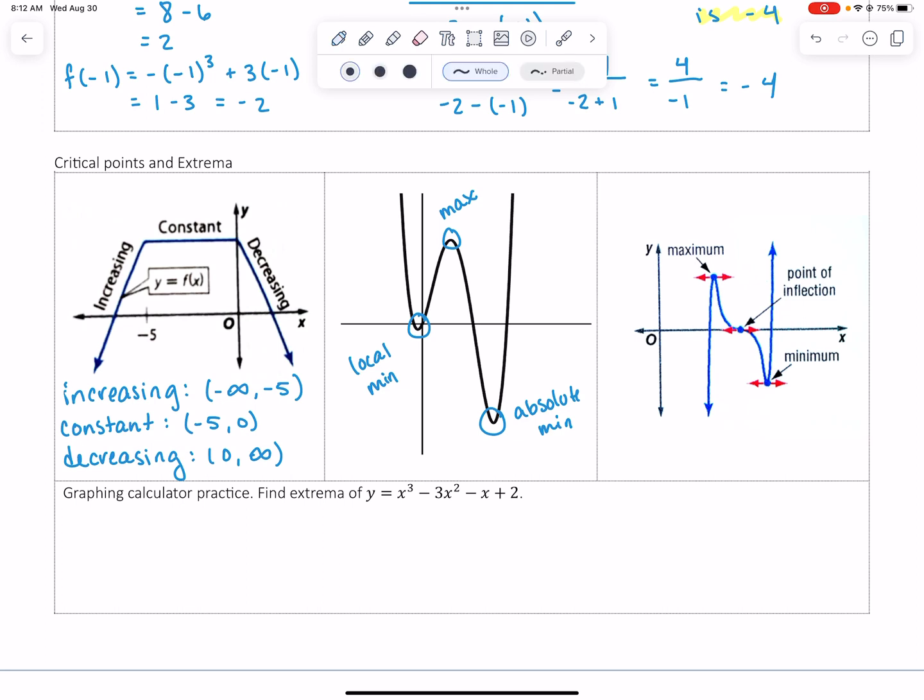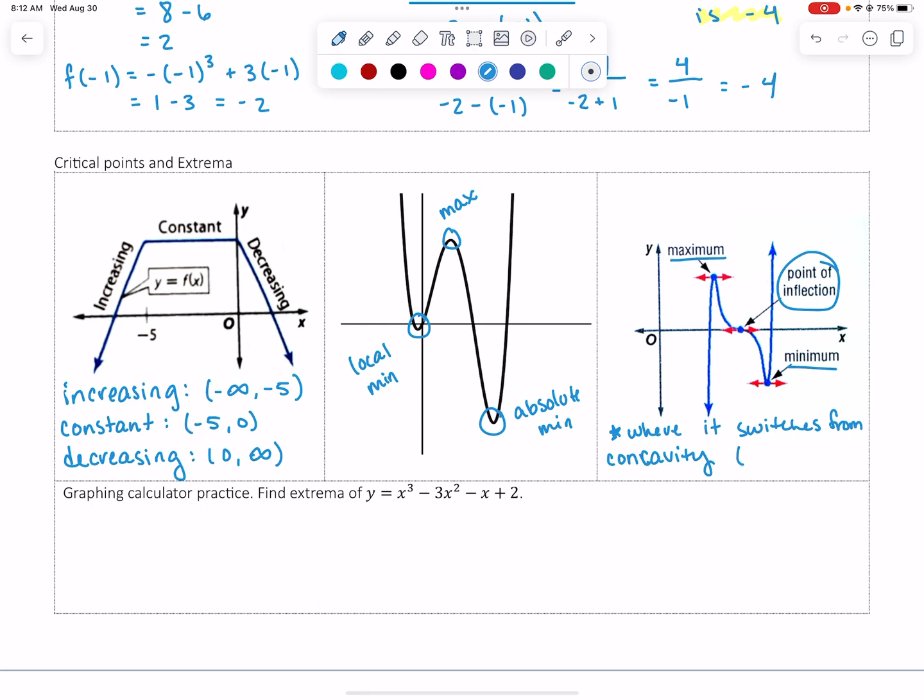And you see it here on the other picture, that we have a maximum in this situation and a minimum, but what we also see is called a point of inflection. And a point of inflection is where it switches from what we call concave or concavity.